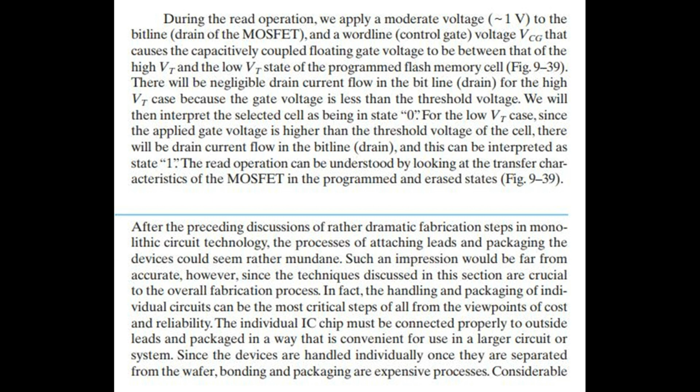There will be negligible drain current flow in the bit line, drain, for the high threshold voltage case because the gate voltage is less than the threshold voltage. We will then interpret the selected cell as being in state 0. For the low threshold voltage case, since the applied gate voltage is higher than the threshold voltage of the cell, there will be drain current flow in the bit line, drain, and this can be interpreted as state 1.